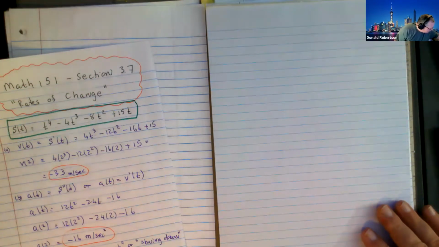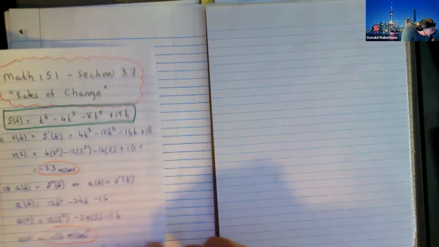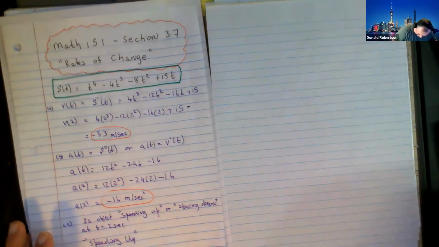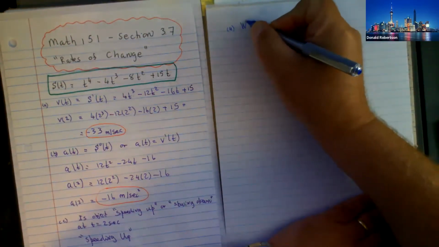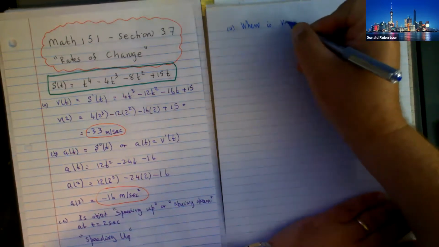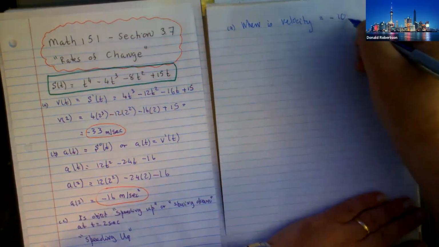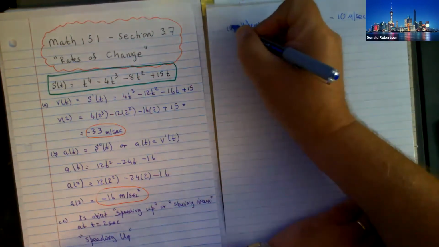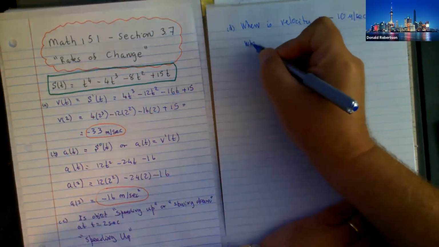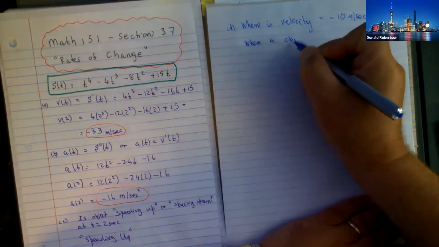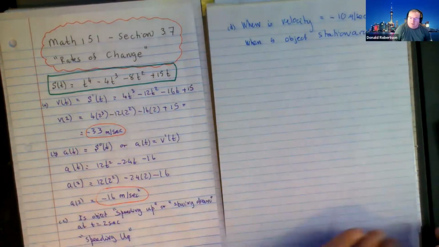You can also be asked questions like, when is something going to happen? So here's two examples of that. First question might look like this. When is the velocity, oh, I don't know, minus 10 meters per second, right? And what would that be? Question D. When is the velocity negative 10 meters per second? You could also get, when is the object stationary? Well, let's have a look at that.